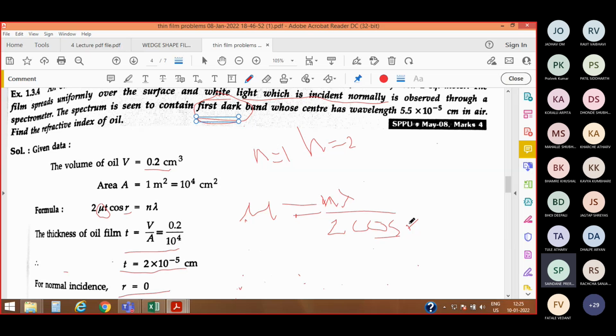फाइनल आंसर क्या cos आता है? तो 1 है ना, तो μ is 2.75 into 10 raised to minus 5 upon 2 cos r. t ची व्हॅल्यू इथे ही आहे ना, इथे t पाहिजे, हे इकडे येणार ना। μ is equal to 2t cos of r, n upon λ upon 2t cos r, of 0 r. है ना. What is final answer?